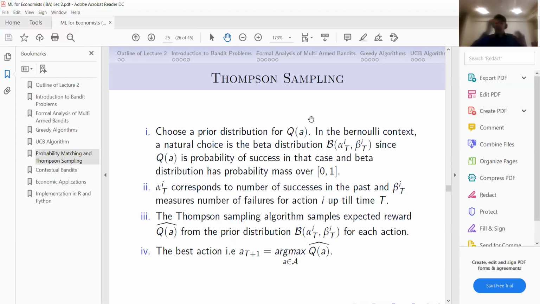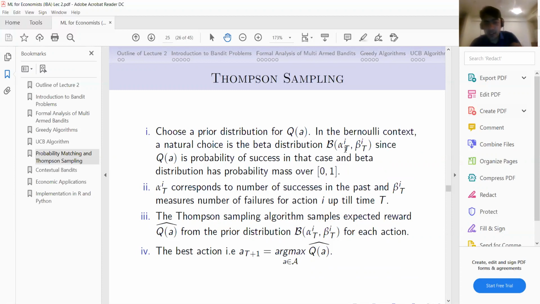So let's say we're just dealing with the Bernoulli context, which is the simplest example. So you just have a probability of either a success or a failure for each of these K arms. But it turns out that when you have Bernoulli trials, the average reward has a beta distribution, which is what we're interested in. And the beta distribution has two parameters, alpha and beta. These are known as shape parameters of the beta distribution.